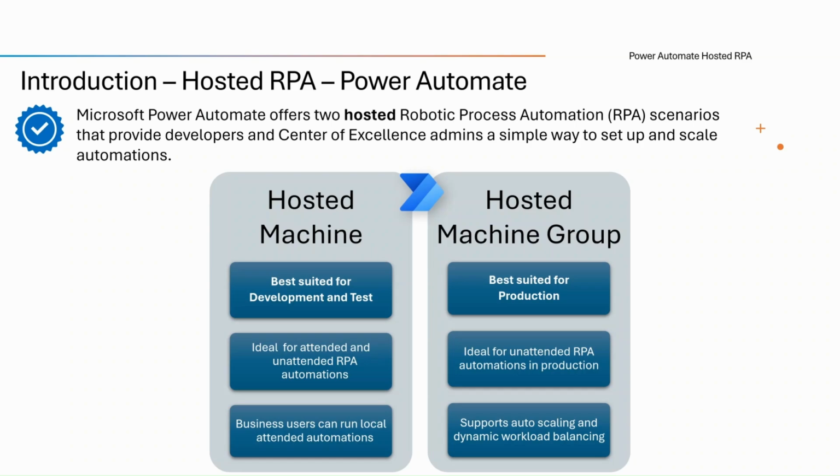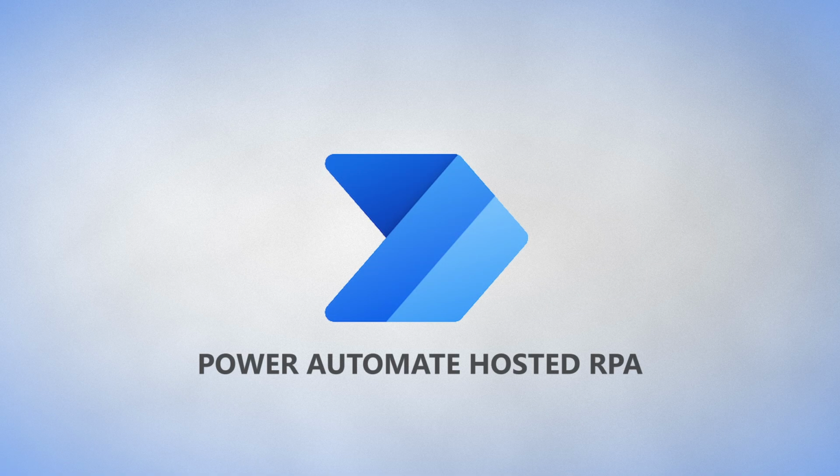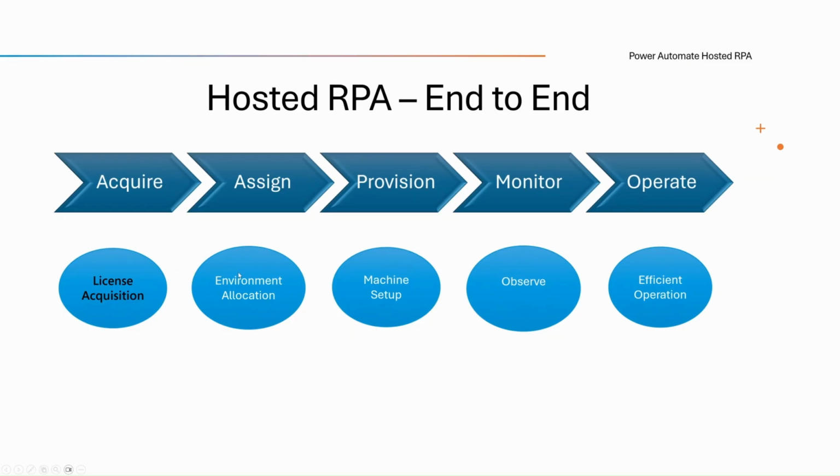of RPA automations. Now, let's jump into talk about the end-to-end lifecycle demonstration of hosted RPA. Here, you will see 5 activities that make up the end-to-end lifecycle of running your RPA automations in a hosted RPA setting. In the acquire activity, I'll present the type of license that is required for Microsoft Power Automate hosted RPA. In the assign, I will show you how to assign the acquired licenses to the Power Platform environments.